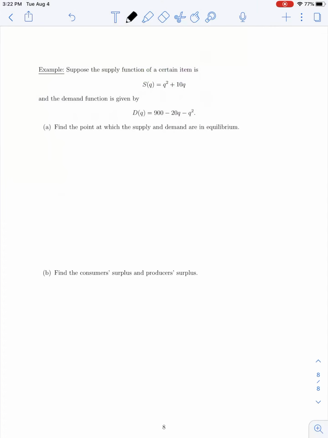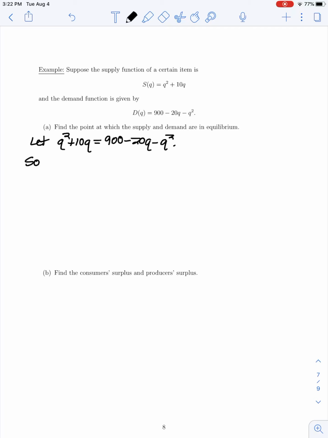So let's look at an example of finding producer or consumer surplus. So here let's suppose that we have the supply function of a certain item given by S of Q and the demand function for some item given by D of Q. We're asked to find the point at which the supply and demand functions are in equilibrium. So to find that point, we would let our supply, which is Q squared plus 10Q, equal the demand function, 900 minus 20Q minus Q squared.